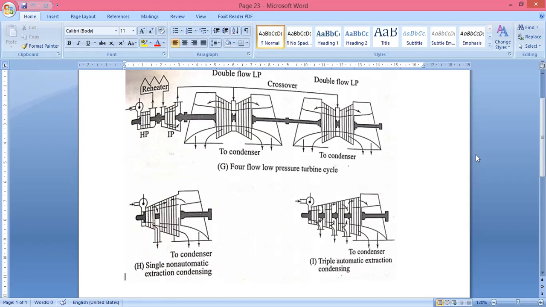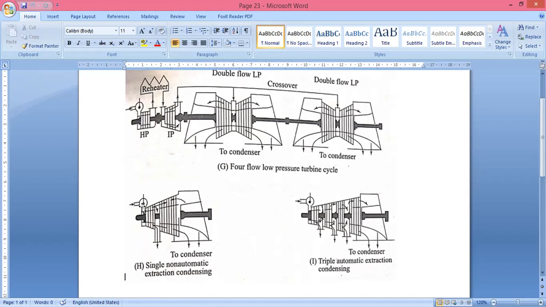Then part of the same extracted steam is used for the reheating process, so that our coal consumption is comparatively reduced, and the flow varies as a function of the load itself, according to the load requirement. This variation is not regulated, so no effort is made to regulate the pressure, which is called uncontrolled, simple non-automatic extraction, as in the figure.